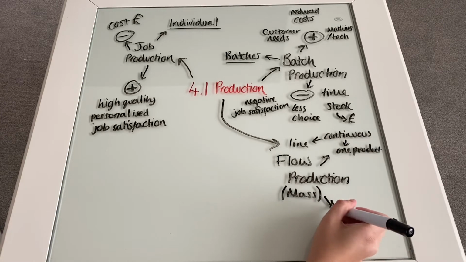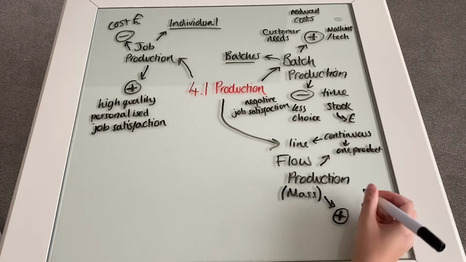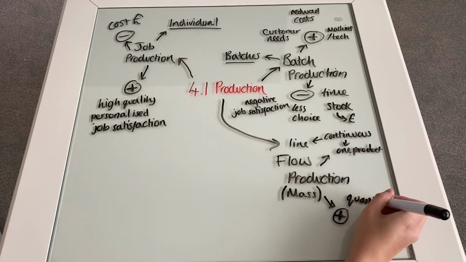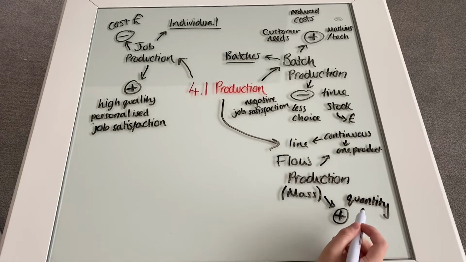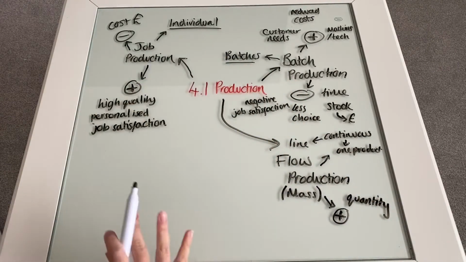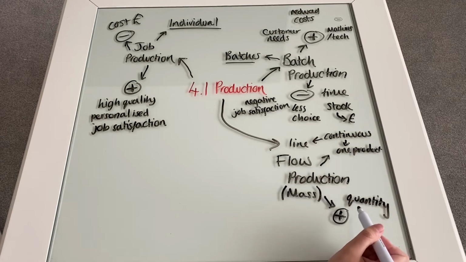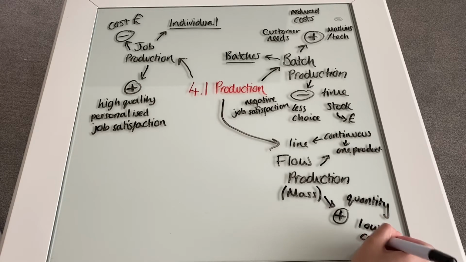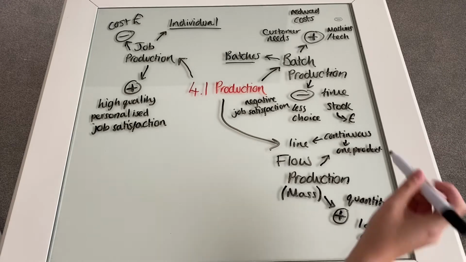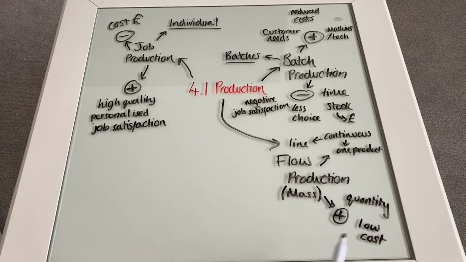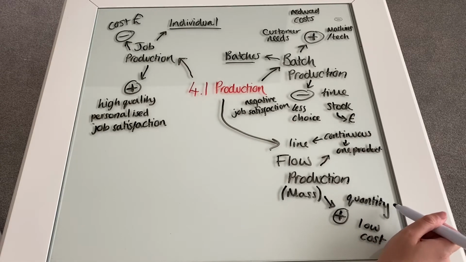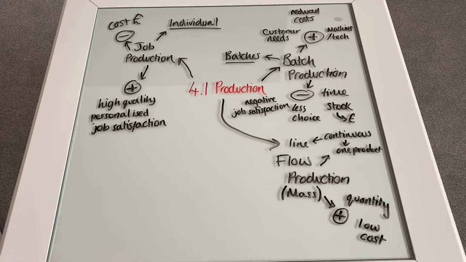The advantages: you can produce really massive quantities. You can't produce the same quantities in batch production or job production. It simply isn't possible. You've got to have a production line to create that sort of quantity. Low cost, because you're producing such a massive quantity, and because you're producing continuously, and because it's on a line, it keeps all of the costs really, really low. Also, because you're producing in such massive quantities, you're going to be buying in your stock in such massive quantities, which means that you're probably going to be in a position to bargain and get it at a lower cost.